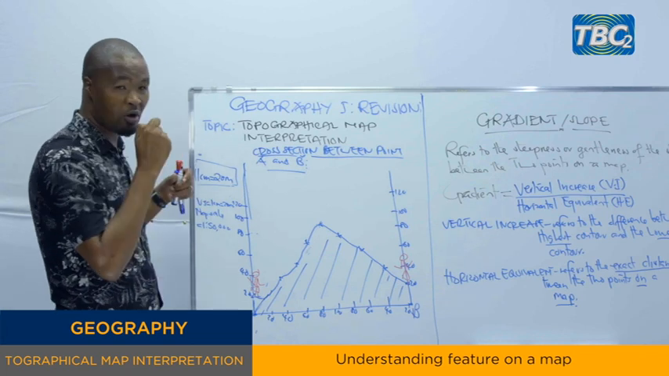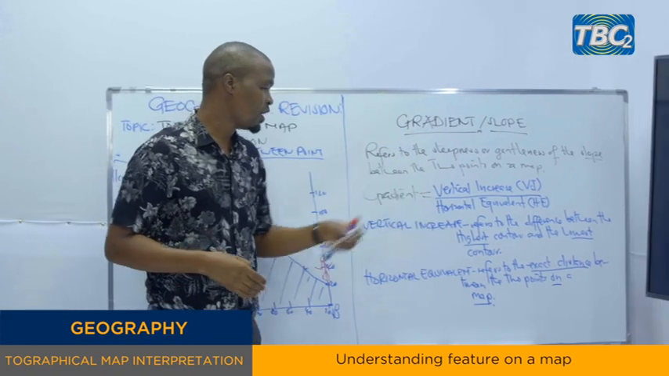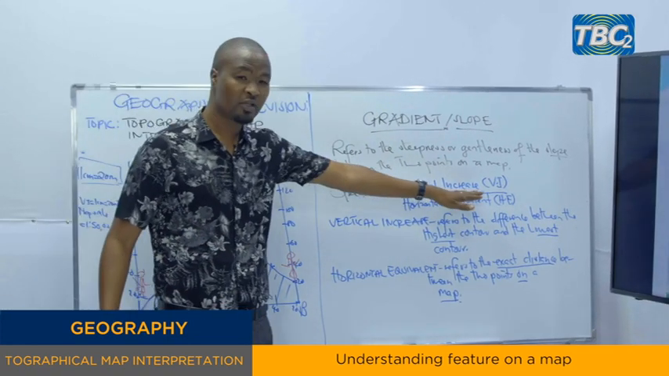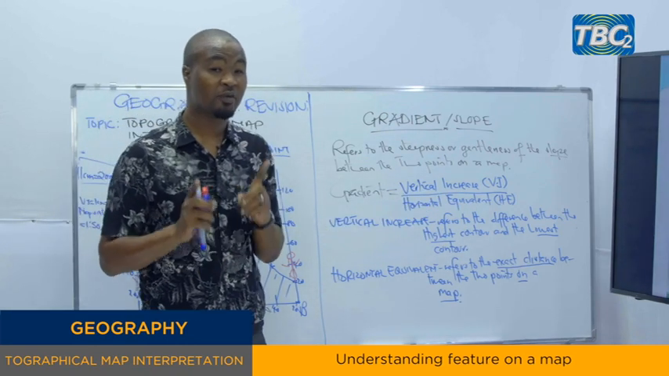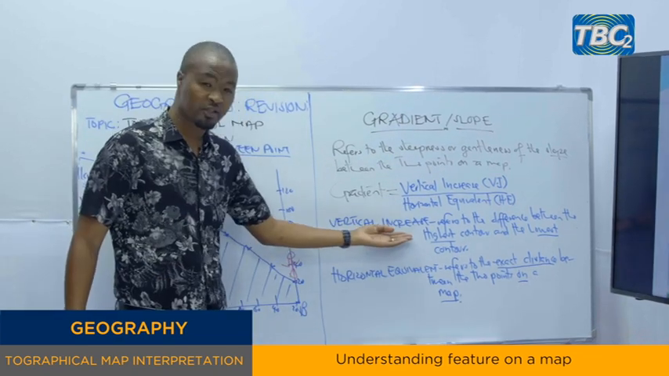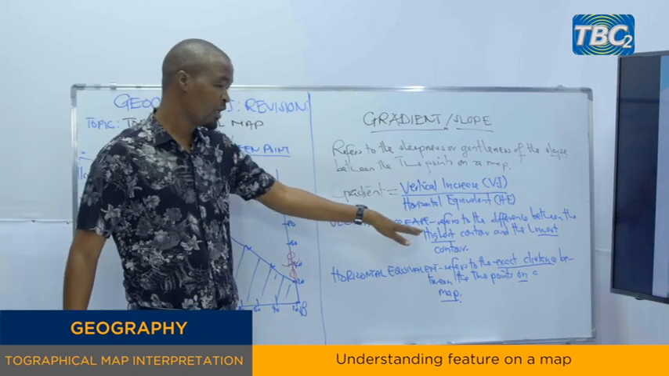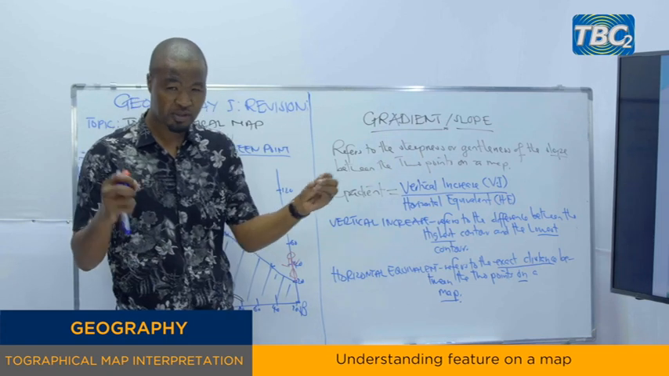So how are we going to find the gradient between the 2 points? Gradient is equal to the vertical increase divided by the horizontal equivalent. Listen to me very carefully. Gradient refers to the vertical increase divided by the horizontal equivalent. So what is vertical increase and what is horizontal equivalent? Vertical increase refers to the difference between the highest contour and the lowest contour between the 2 points.